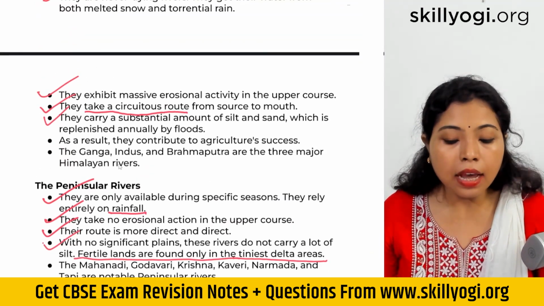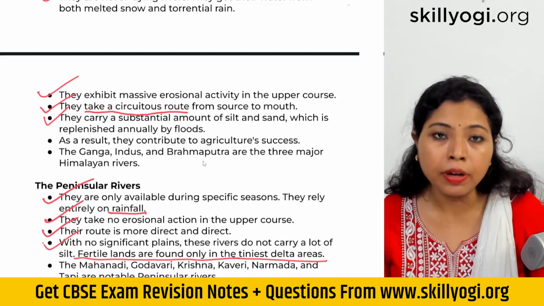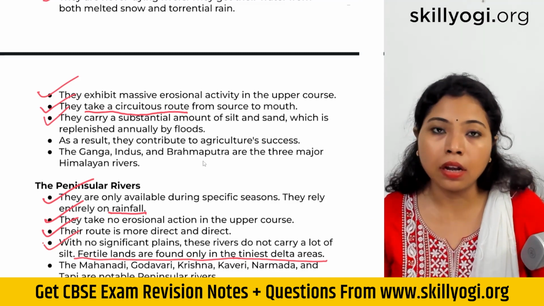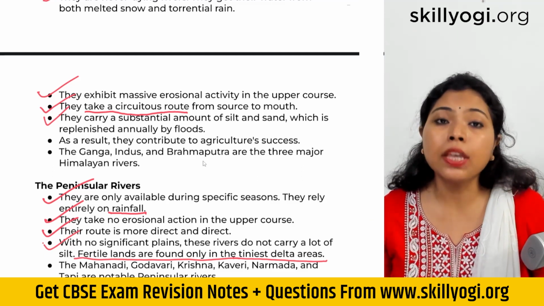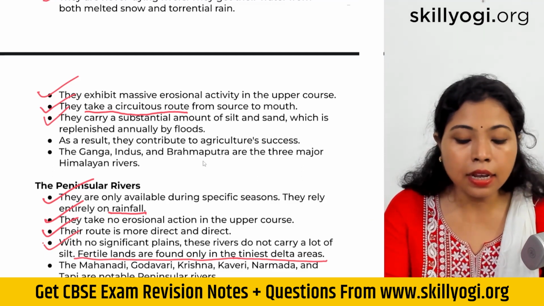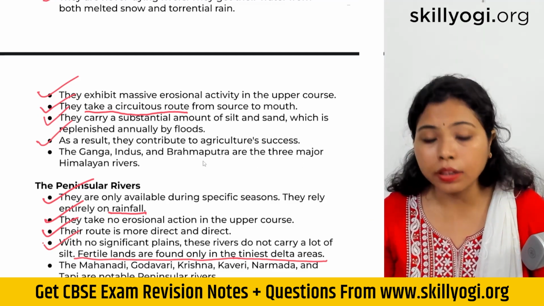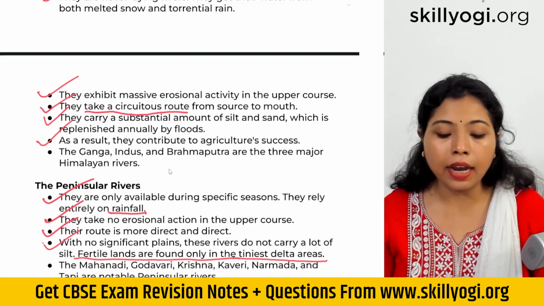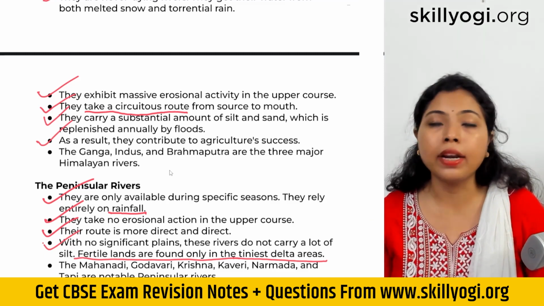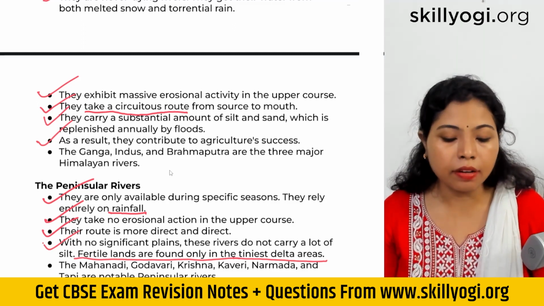And next, as a result, they contribute to agricultural success. That is very common where we find fertile land or plain land, which is very useful for agriculture, generated by all the Himalayan rivers in the northern plain. But for the Peninsular rivers, there is no formation of fertile land by the Peninsular rivers.